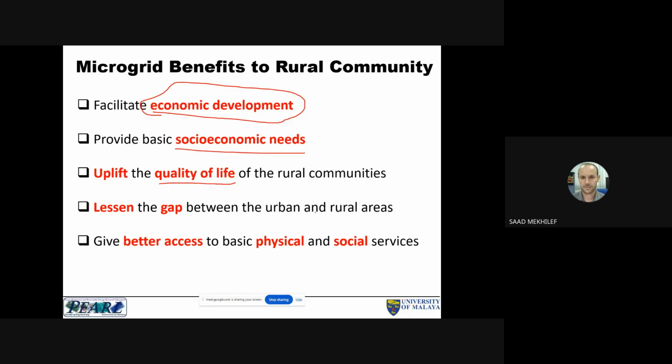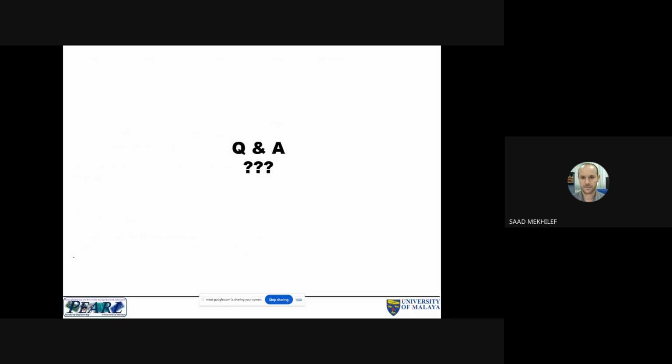And also one of the things which all governments are trying to do is to reduce the gap between the urban and the rural areas, which is actually a big challenge, because there is a very big difference between what people in the cities have and what people in the rural areas have. And giving basic social and physical services that are available.